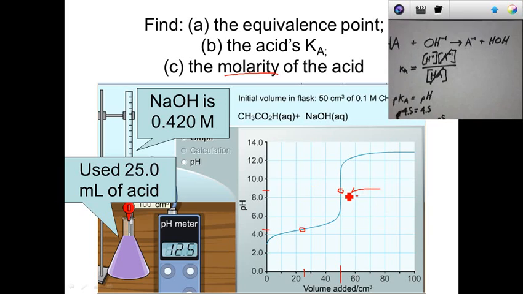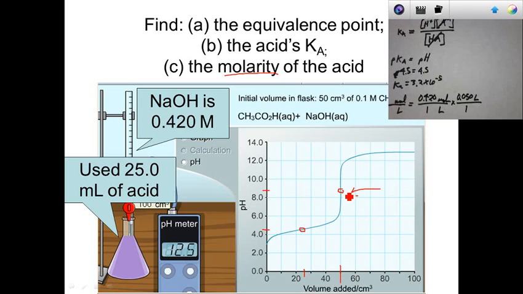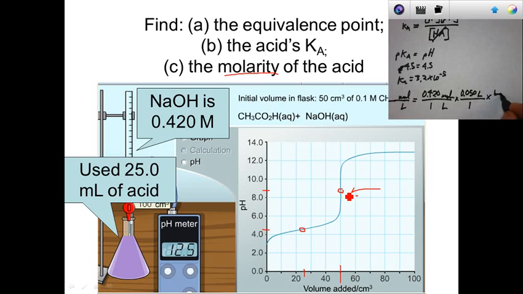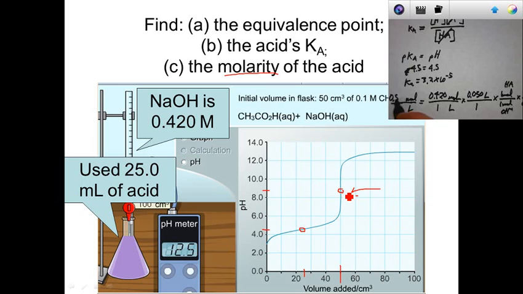Since the reaction is a 1-to-1 stoichiometry, the next thing I'll do is multiply by 1 mole of acid over 1 mole of base. And then finally, to get our final conversion, I can see I have 25 mils, or 0.025 liters, of acid. Putting all of that in my calculator, I come up with 0.84 moles per liter for the acid.